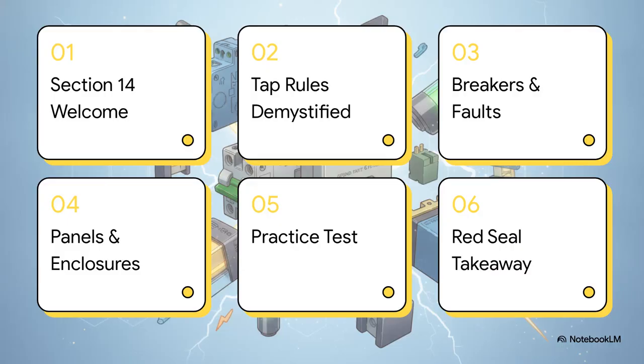So here's our roadmap for today's explainer. We'll quickly cover code navigation, we'll demystify the top rules, size some breakers and ground faults, check out panels and enclosures, run through a quick Red Seal practice test, and wrap it all up with your ultimate exam cheat sheet.